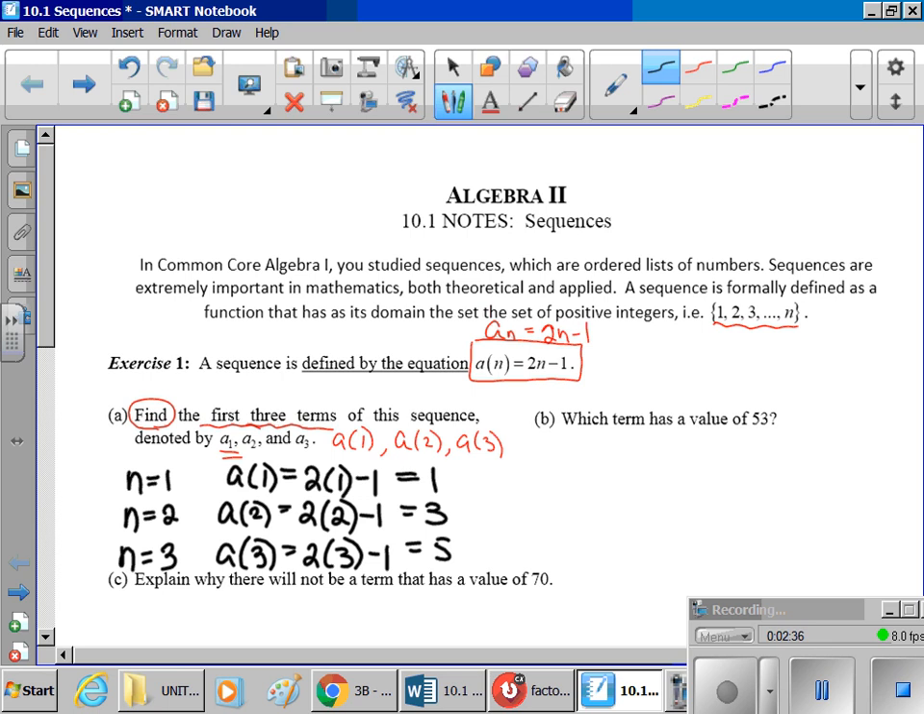Now it says which term has a value of 53. So now be careful, because this one is asking us something different. It's saying which term, so it's looking for n this time. It wants to know what n is equal to when it has a value of 53. So they're saying a sub n has to equal 53.